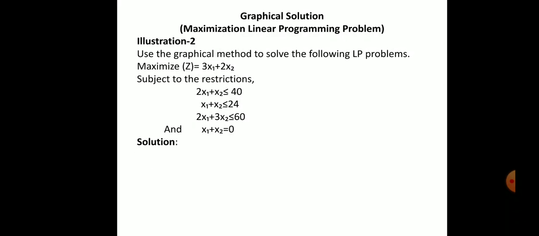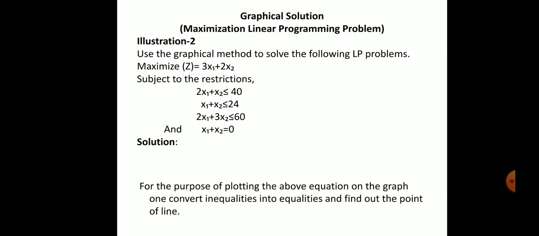So next we are going for the solution. First, in the solution, we have the objective function they have given as Z equals 3x1 plus 2x2, and they have given 3 constraints, and non-negativity conditions also. So next, for the graphical method, we have to find the equations.